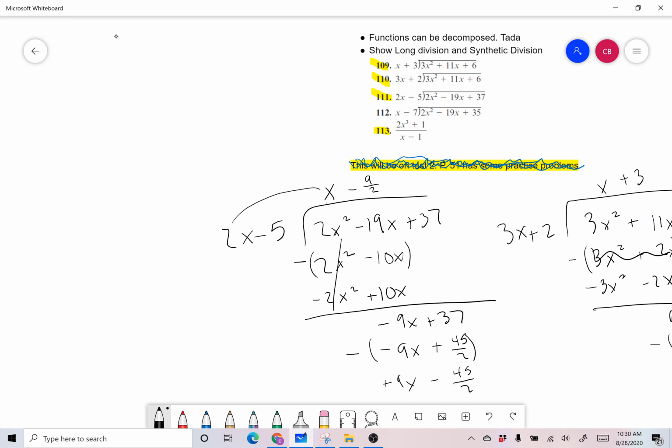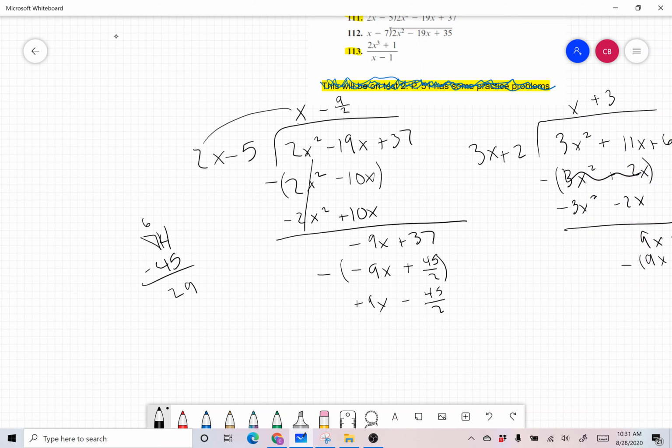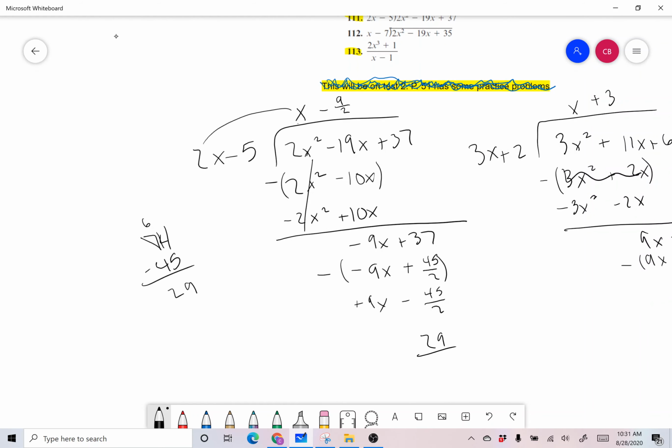37 times 2 is 74. This is 69. Okay, so this is 29 halves. So then, you're not going to like this. The answer here is going to be x minus 9 halves plus 29 over 2x minus 5.